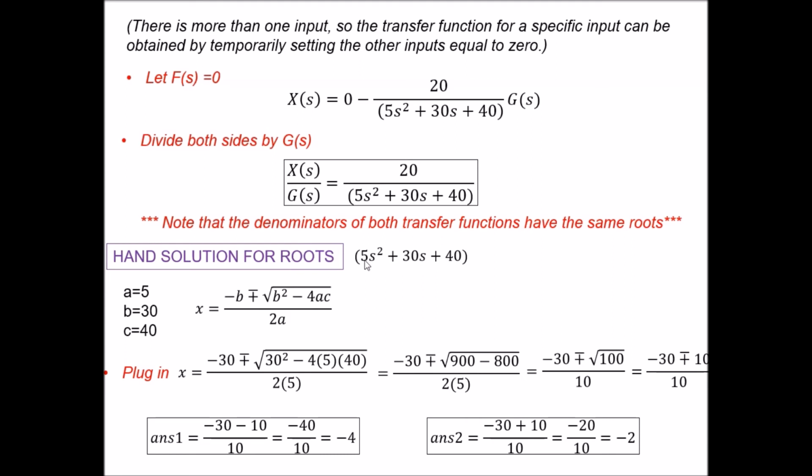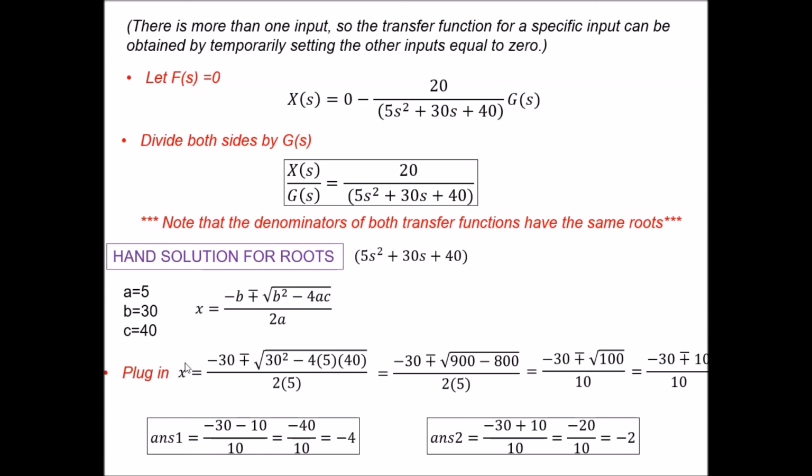So we look at this here, we have our a, our b, and our c. We can say a is equal to 5, b is equal to 30, c is equal to 40. Our general equation for the quadratic equation right here: x is equal to negative b plus or minus the square root of b squared minus 4ac, all over 2a.